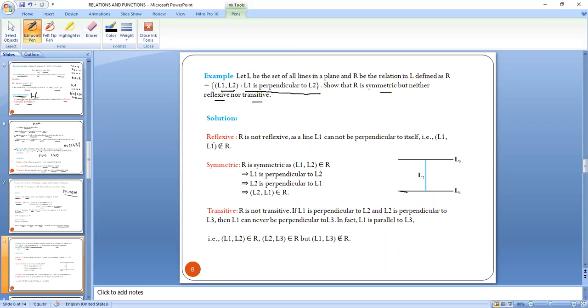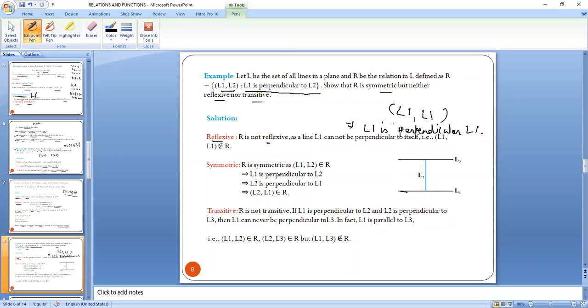First we will check whether the relation is reflexive. R is not reflexive. Why? I am writing L1 comma L1. Now the relation says L1 is perpendicular to L1. Can a line be perpendicular to itself? No, a line cannot be perpendicular to itself.